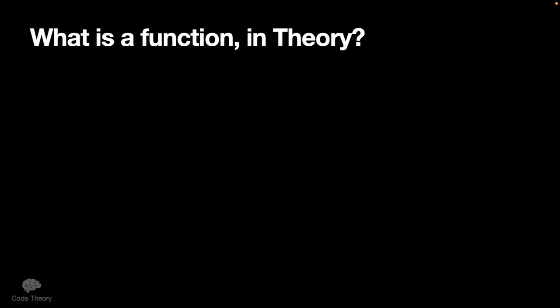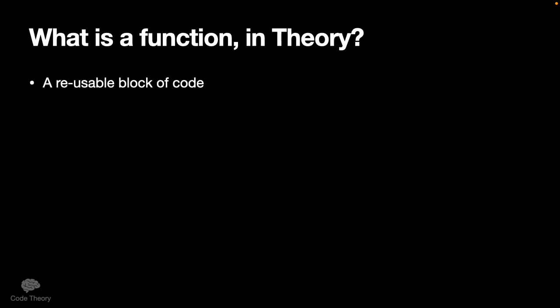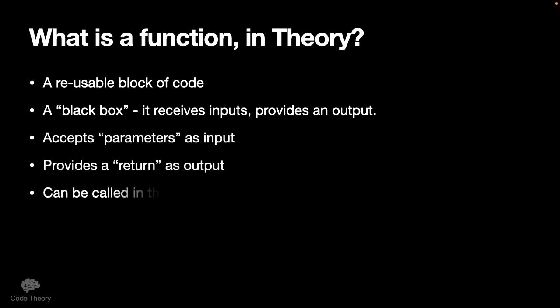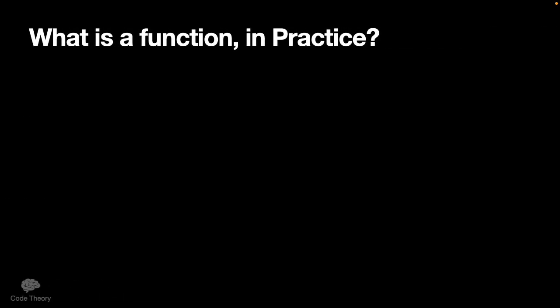All right, so to start with, we're going to talk about core Swift. First, functions. Okay, what is a function in theory? It's a reusable block of code, a black box that gets inputs and provides back outputs. It accepts parameters as its inputs and it provides a return as the output. It can be called within the scope it is defined in, much like a variable can. You all should know this very strongly because you use functions all the time.